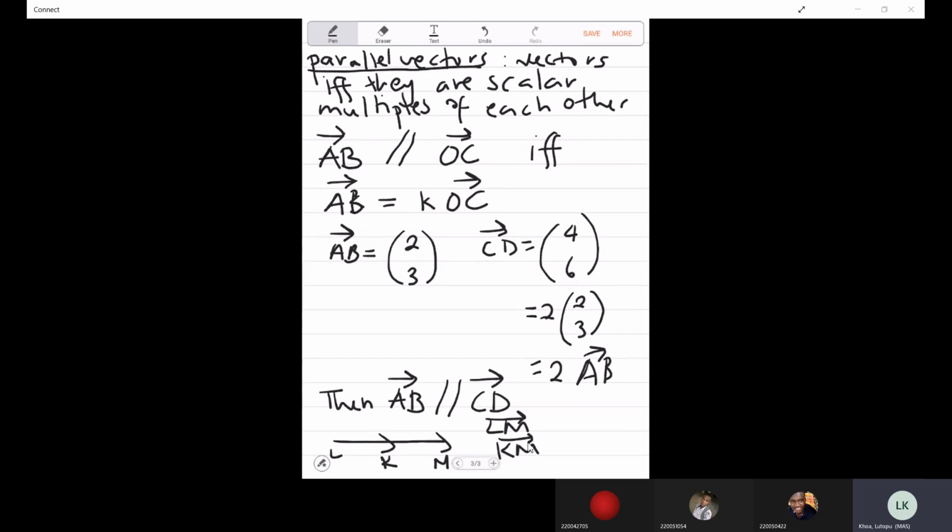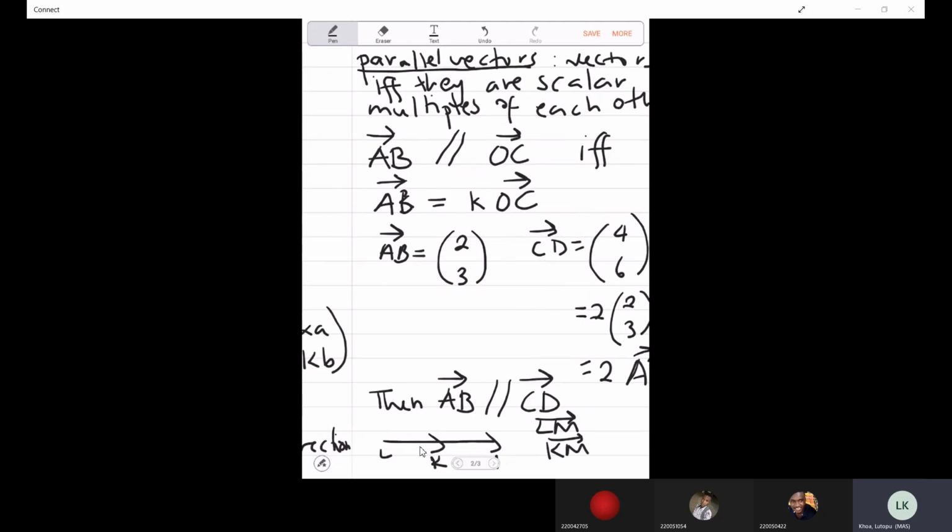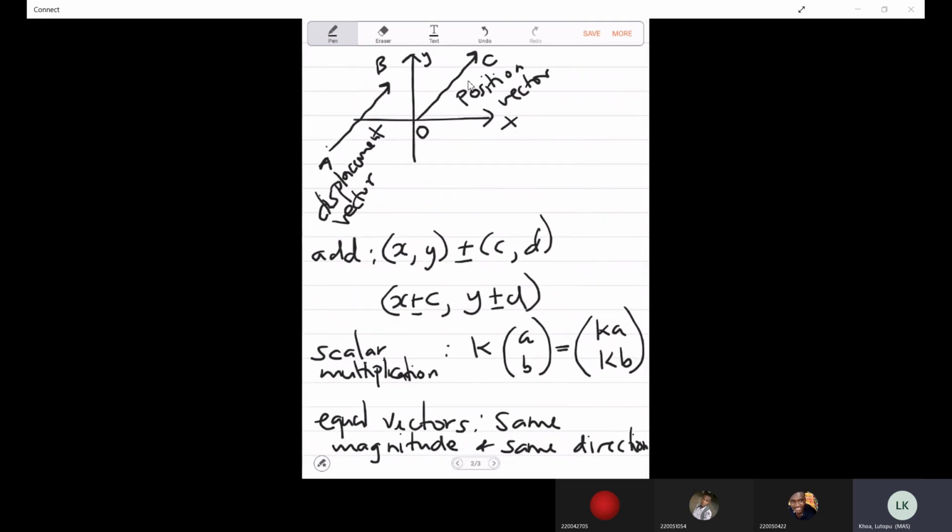If they do not have a point in common, but they are parallel, it does not mean they are collinear, because just like these two vectors over here, AB and OC, they are parallel, but they don't have any points in common. Therefore, these two vectors are not collinear. So you need to show that there's a point that they have in common and they are parallel to each other. Then your vectors are collinear. Okay, so that was on collinear.